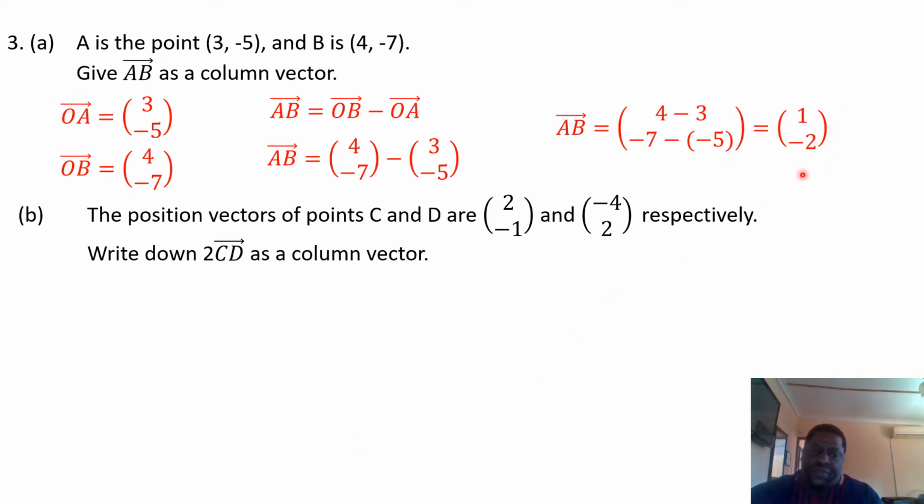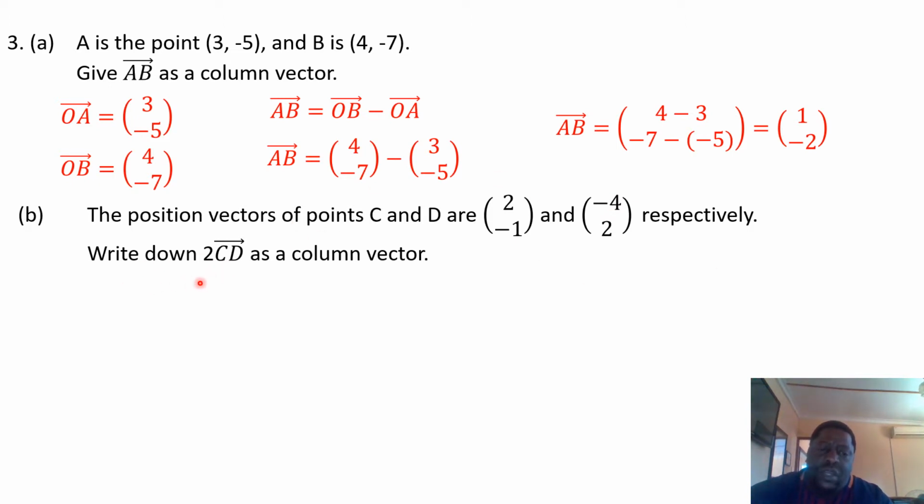2. Okay, so here you're given coordinates, and it's very important that you understand the coordinates can be written in vector form, considering the position starting from the origin. So here you have got position vectors of C and D, 2, negative 1, and negative 4, 2 respectively.